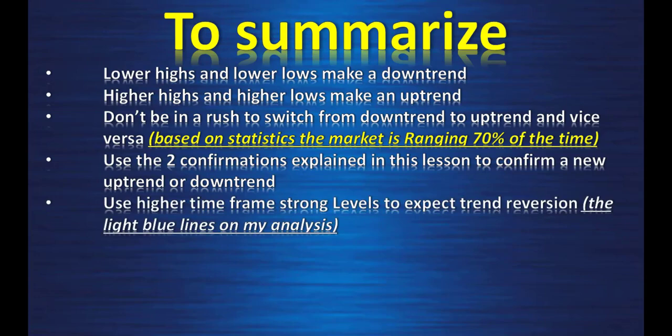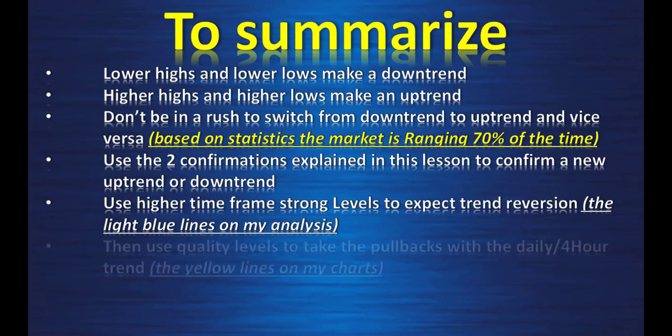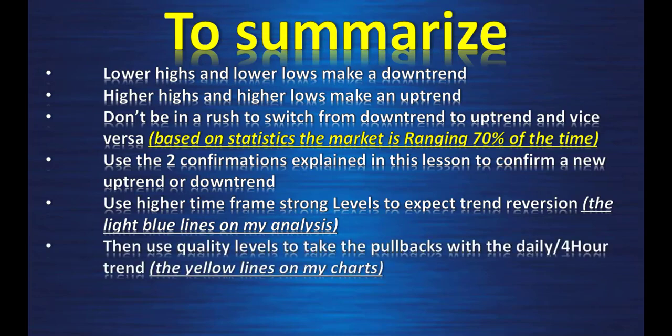Use a higher time frame strong level to expect a trend reversal, the light blue lines in my analysis. Then use quality levels to take the pullback with the daily or the 4-hour trend. Those quality levels are the yellow lines on my analysis charts.